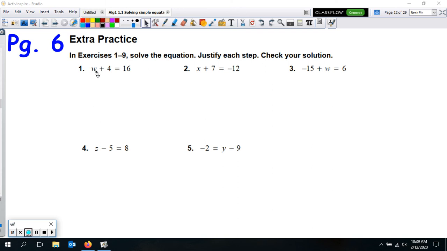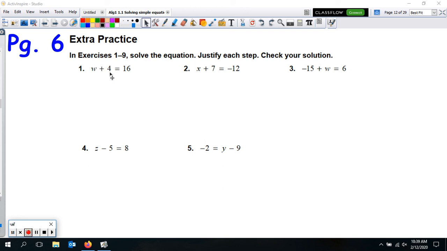Get that letter by itself. It's called isolating the variable. Isolating is just a word we use to talk about something being by itself, being alone. That's what we're trying to get, this W by itself on one side of the equal sign, so we can figure out what it equals on the other side.